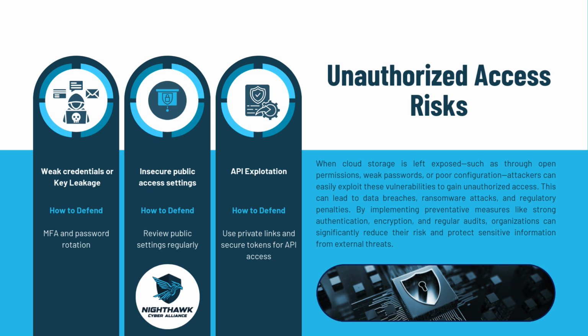Preventing these scenarios requires a multi-pronged approach. Enforce multi-factor authentication, rotate credentials regularly, lock down public settings unless absolutely necessary, and use secure tokens or private endpoints for API communication. Regular reviews of access policies and real-time monitoring can further reduce the chance that a simple oversight turns into a major incident.